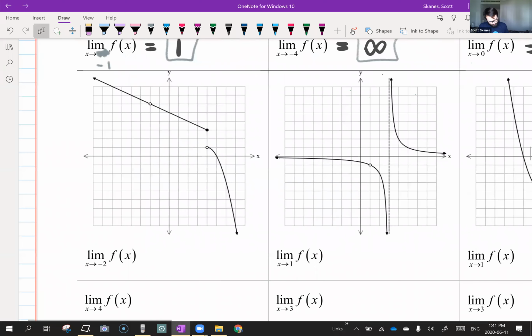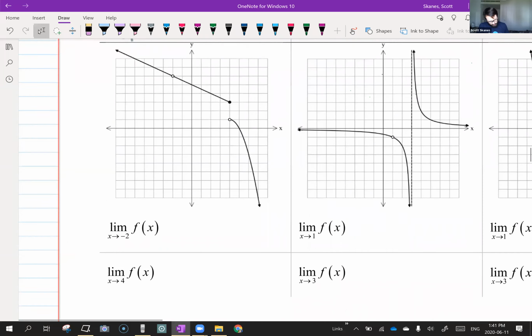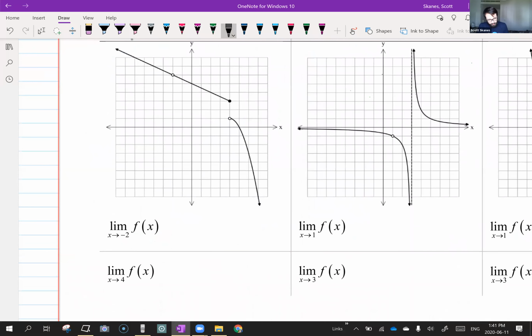Let's try this one. Limit as x approaches -2. We don't need workings for this. -2 over here. Left and right, clearly the same. 1, 2, 3, 4, 5, 6. The y value 6 goes towards a nice number. As x approaches 4, so we're looking at this line. Left side says 3. Right side says 1. Doesn't exist.